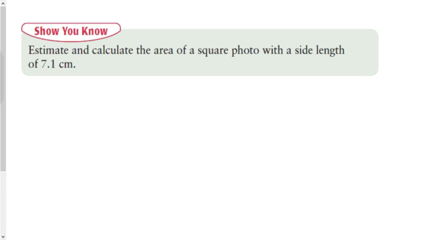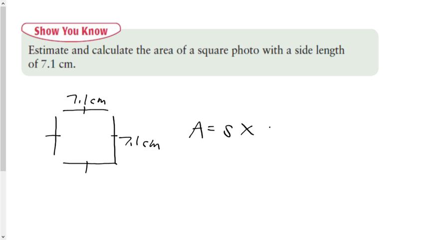So our first question here on our sheet of exemplars that we're going to use to solve these wonderful questions from section 2.4 says, estimate and calculate the area of a square photo whose side length is 7.1. So the first thing you're going to need to do here is just draw it. And since it's a square, we're going to put these little lines here to say that all of those sides are the same. Now, does anyone know what the formula is for the area of a square? Hayden, what is it? Side times side.